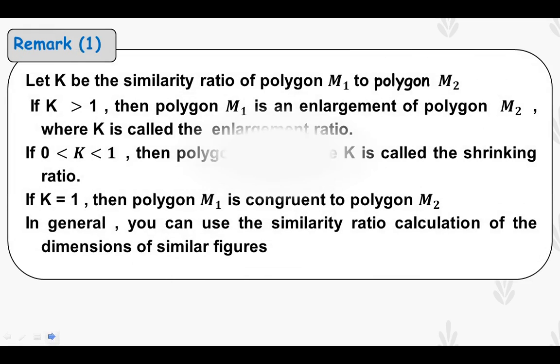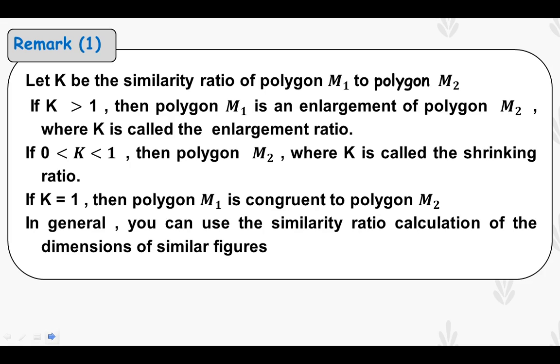Okay? Very important remark first. Let K be the similarity ratio of polygon M1 to polygon M2. So if we divide AB over XY, two corresponding sides in two polygons, the result will be K. If K is bigger than 1, then the polygon M1 is an enlargement of polygon M2. K is called the ratio of enlargement or enlargement ratio.